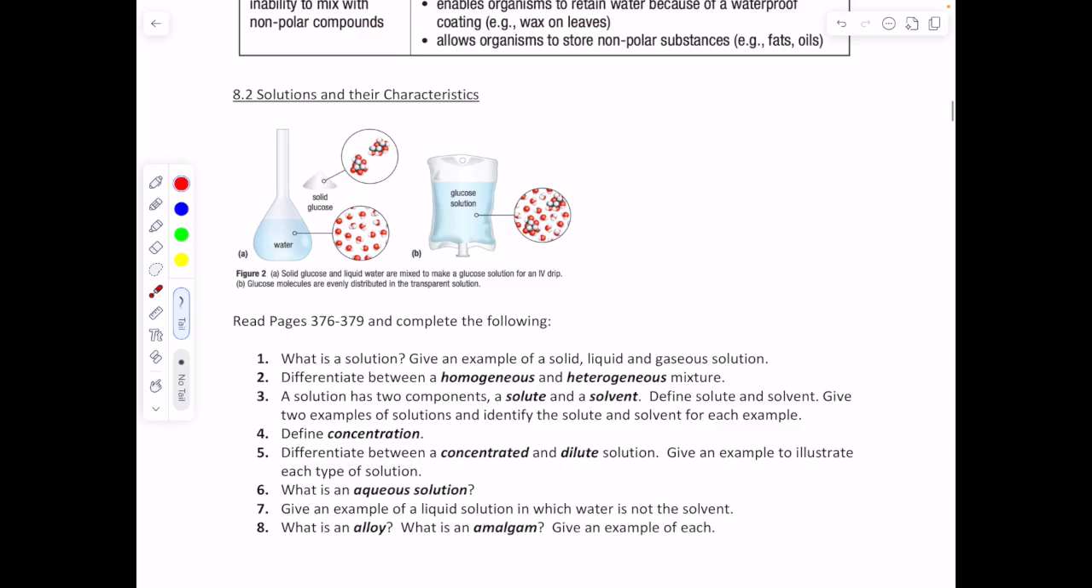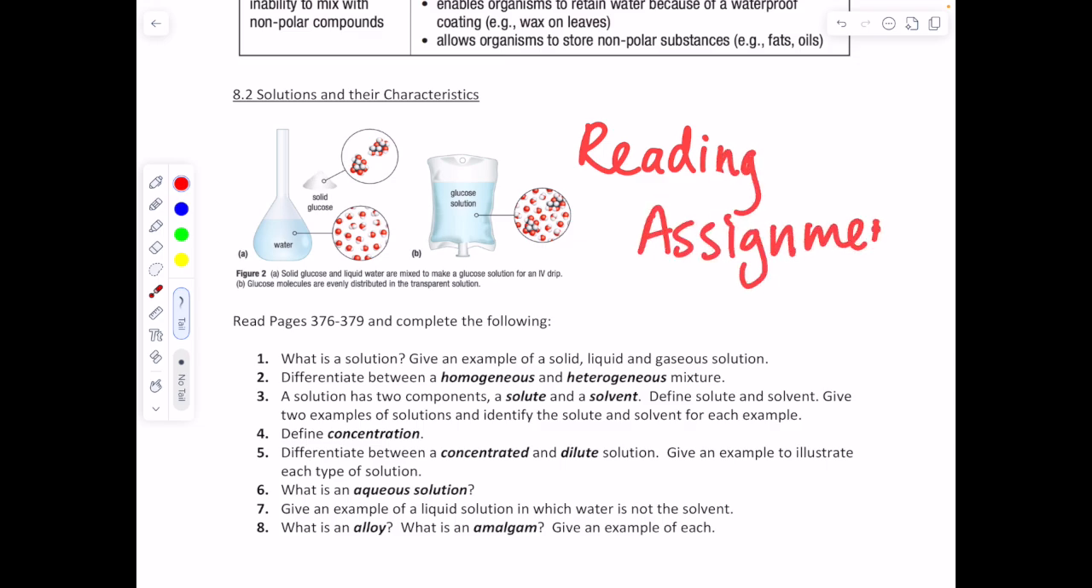In Section 8.2, we're going to look at solutions and their characteristics. This is a reading assignment. I want you to read pages 376 to 379 and complete the following questions.